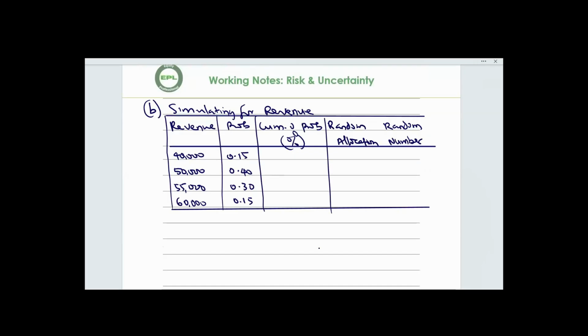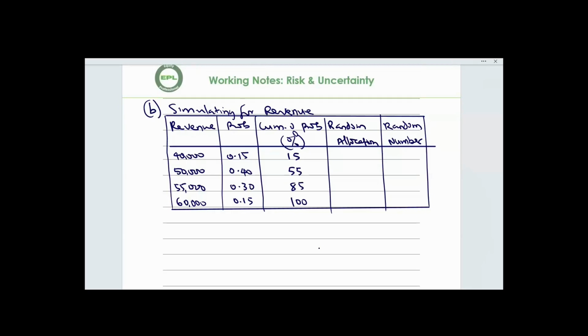Let me complete the table first. To find the cumulative probability in percent, the first probability is 15%, so here will be 15. 15 plus 40 is 55%. 55 plus 30 will give us 85. 85 plus 15 will give us 100%.